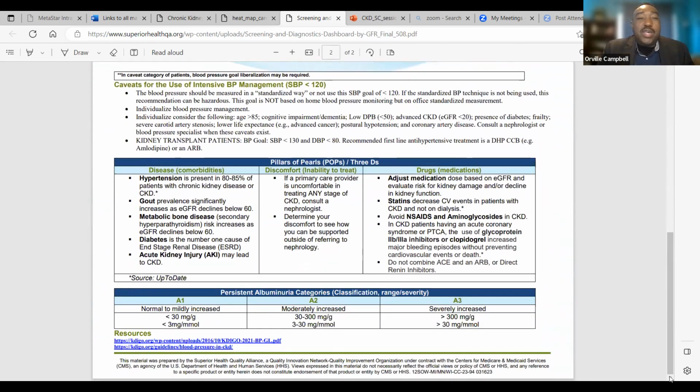All right. And then those are some pillars, and we call them the 3 Ds. Disease, which are the comorbidities, discomfort, and drugs. And you can read up on the different categories. As patients flow through your office, pay attention to the 3 Ds. For example, in the drugs, avoid NSAIDs and aminoglycosides.